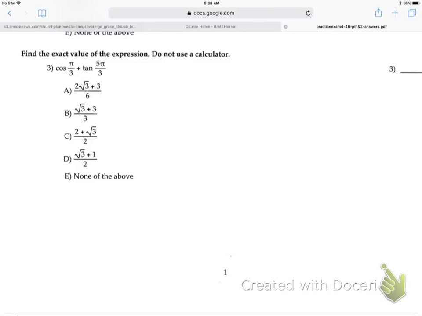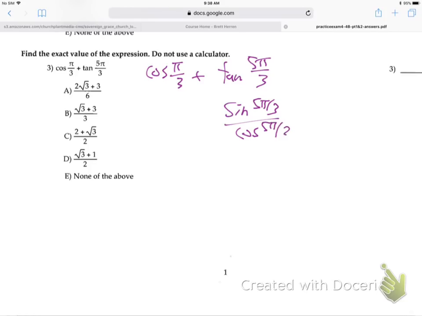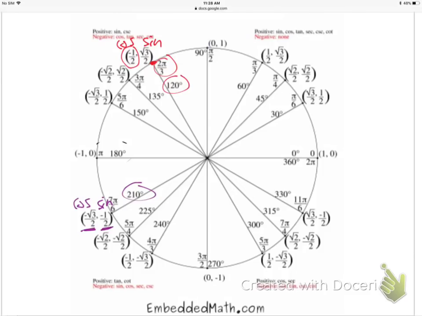Okay, so cosine of pi over 3, tangent of 5 pi over 3. You can just go look them up. On this one, tangent, as you know, is sine over cosine. So go to the unit circle. Now we're looking for pi over 3, which is right here.